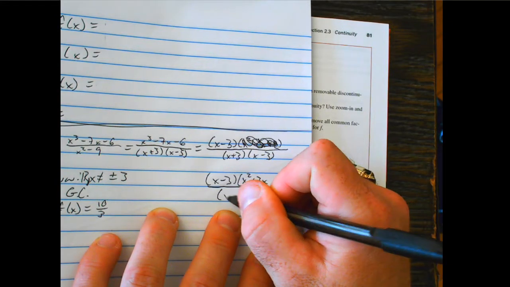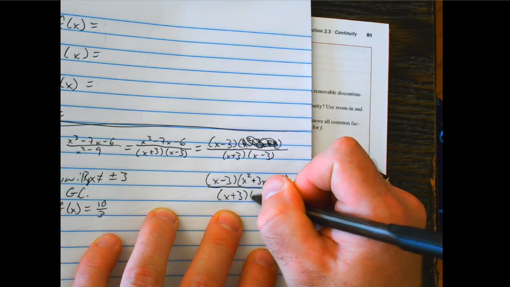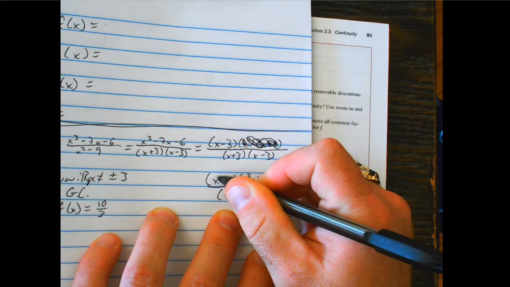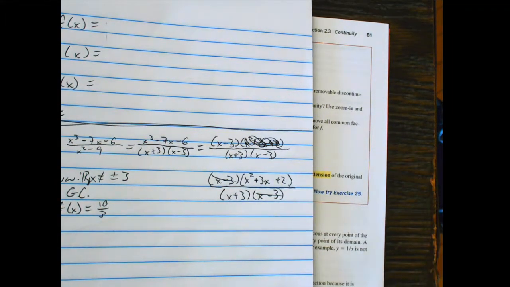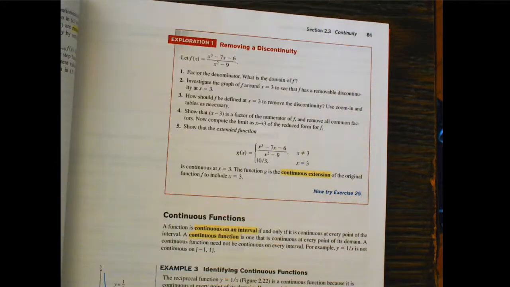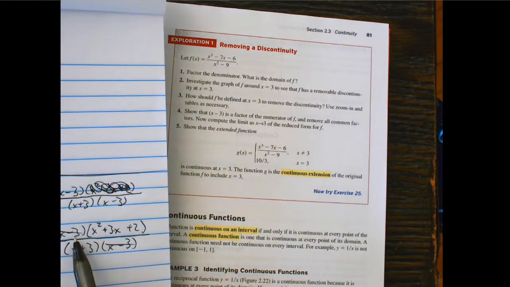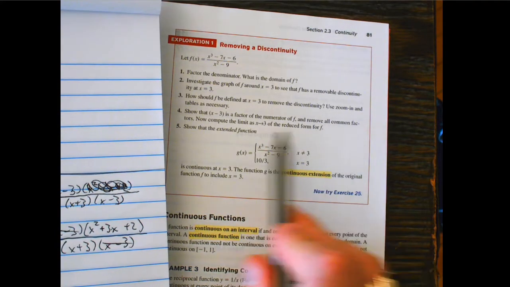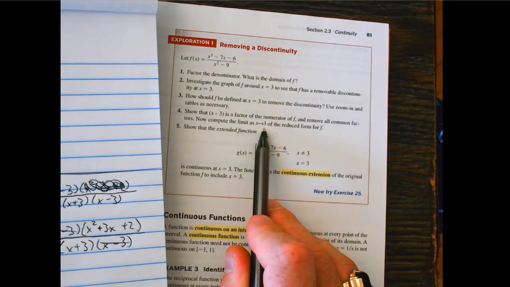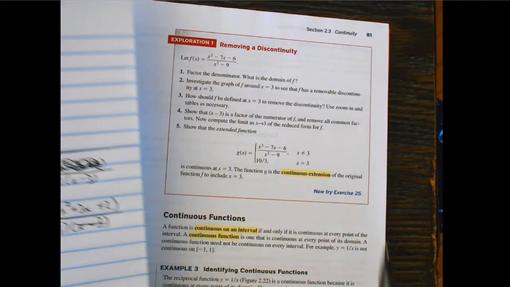And in the denominator, I had that x plus 3 times x minus 3. And we can cross those off. And all of a sudden, we're left with, show that x minus 3 is a factor of the numerator. Boom. And remove all common factors. Now compute the limit as x approaches 3 of the reduced form for f.